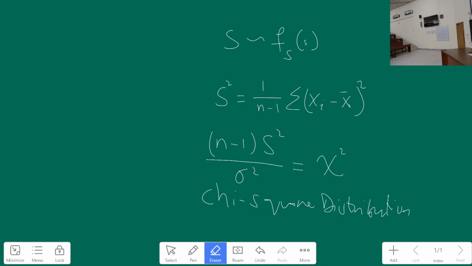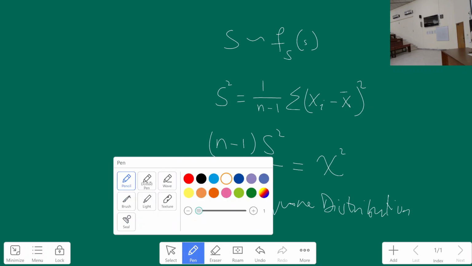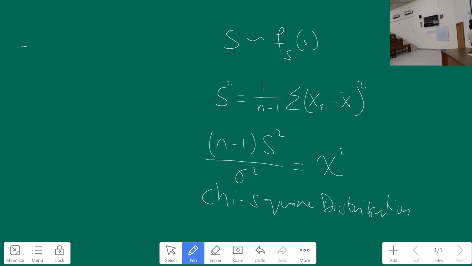Now, why this shape? Why not the distribution of s square alone? It's very hard to find the distribution of s square alone, but this form is very useful, as we will see in the next lecture, when we ask whether s square is a good estimator of sigma square. We will see that this formulation is very useful. Okay. So now the chi square distribution has some properties. What are its properties? Firstly, it is asymmetric.